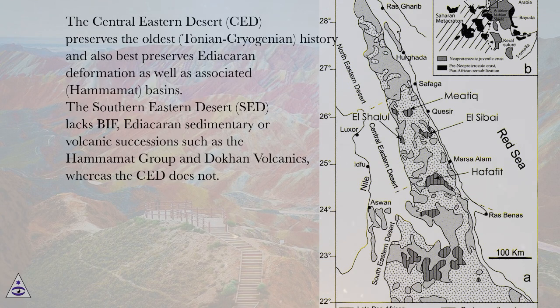The Central Eastern Desert, CED, preserves the oldest, Tonian-Cryogenian, history and also best preserves Ediacaran deformation as well as associated Hammamat basins. The Southern Eastern Desert, SED, lacks BIF, Ediacaran sedimentary or volcanic successions such as the Hammamat group and Dokhan volcanics, whereas the CED does not.